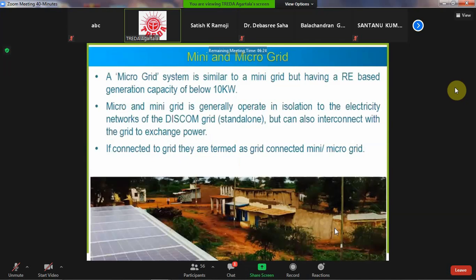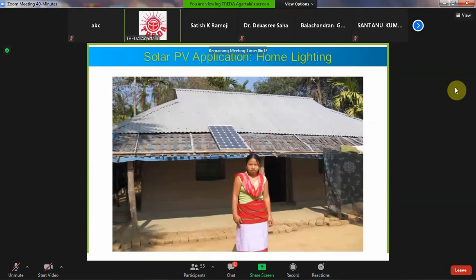And this is actually the microgrid power plant. This is the power plant and villages are connected by distribution lining from this power plant to every house. And our business is also increasing this year.